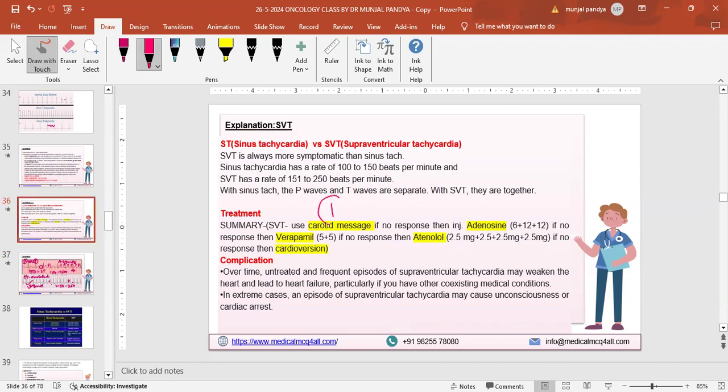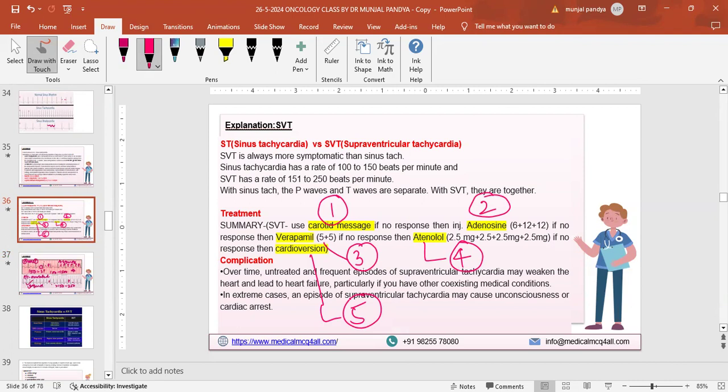First is carotid massage, as we know. Second is adenosine. If adenosine doesn't work, third is verapamil, a calcium channel blocker. If the calcium channel blocker doesn't work, beta blocker, and if that doesn't work, there is cardioversion. Five treatments stepwise for supraventricular tachycardia.